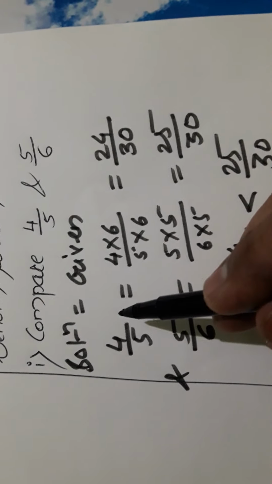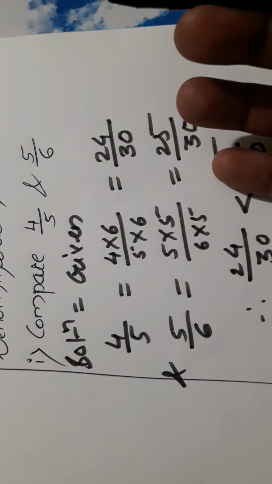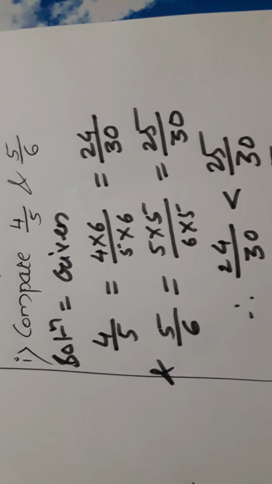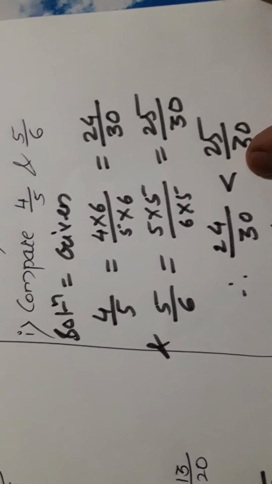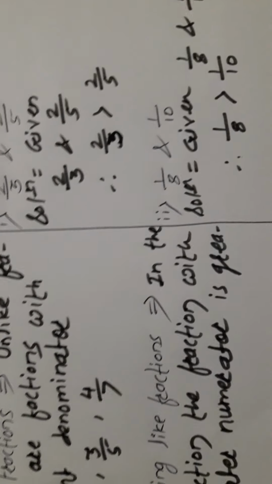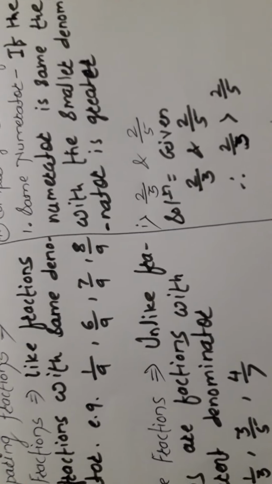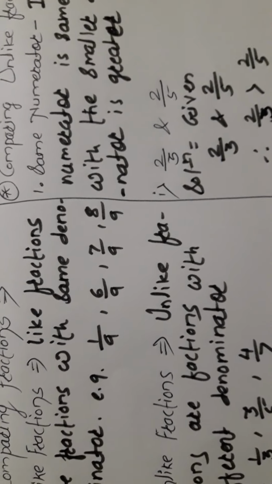You can make the denominators the same, otherwise there is another option: you can make the numerators the same. For making the numerators the same, you also have to multiply the numerator and denominator by the same number, and you will get the answer. Okay, I have shown you here; try to understand, complete the notes, and the remaining points will continue in the next video. Thank you.